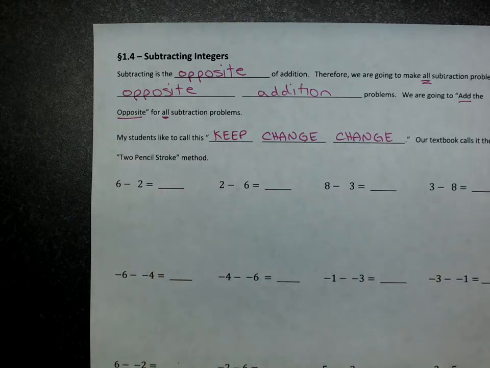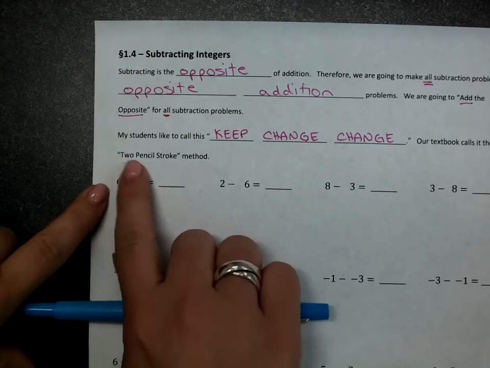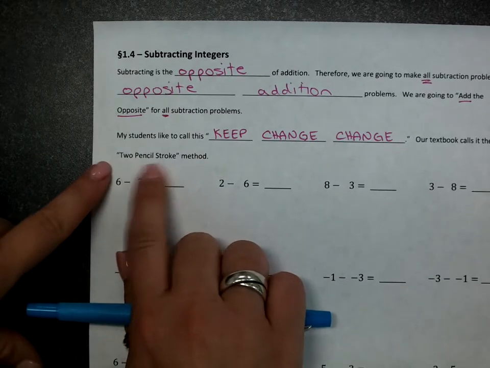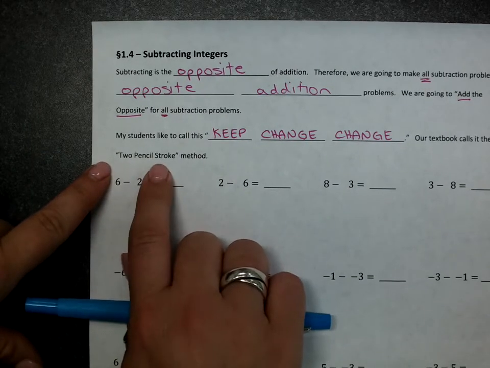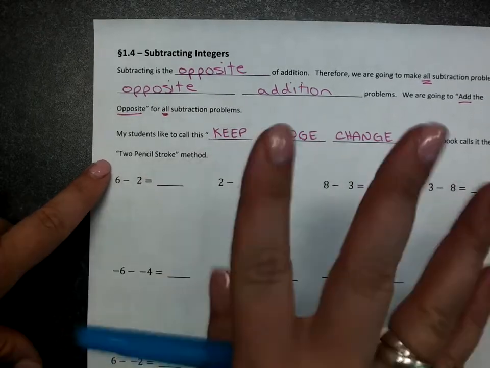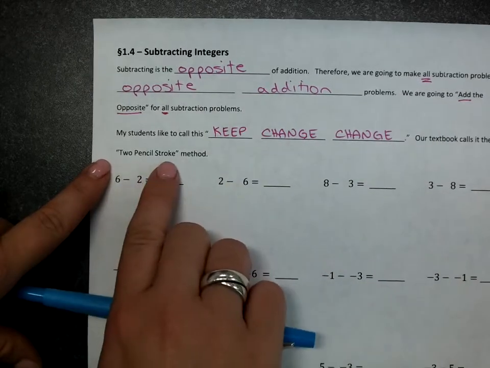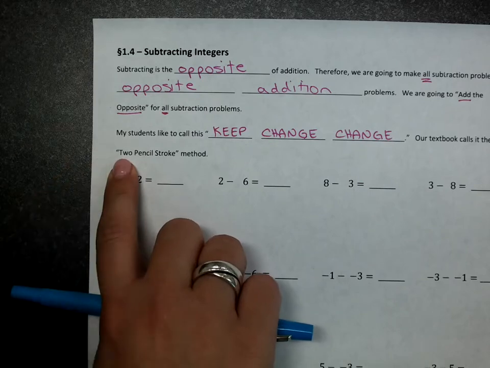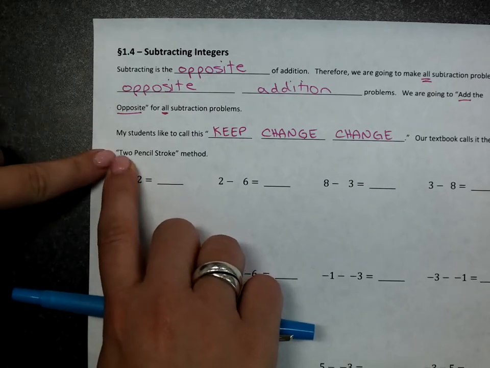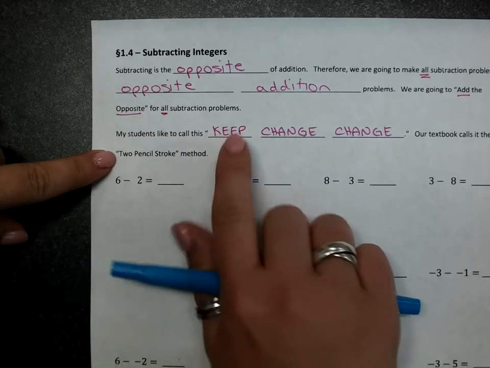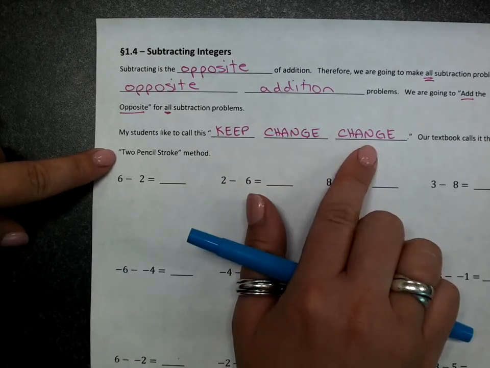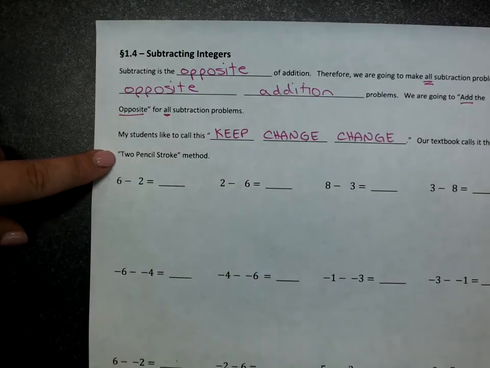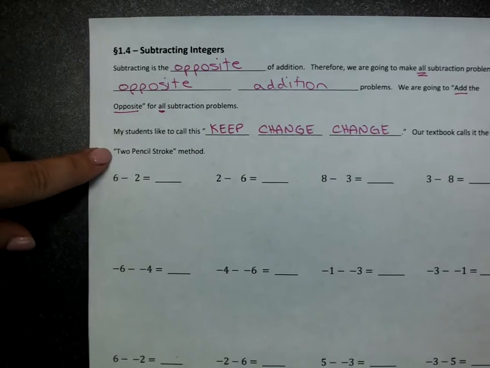The book, our textbook, calls this the 2 pencil stroke method, and that just doesn't jive the same as keep, change. It is the same thing with a different name. So if you view a video in your book, you'll see it called 2 pencil stroke method. I'm going to call it keep, change. It just kind of has a better sound to it and seems to stick in our heads better.